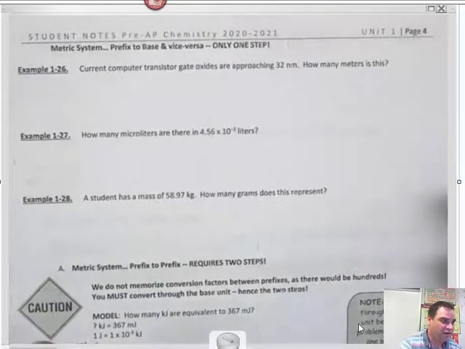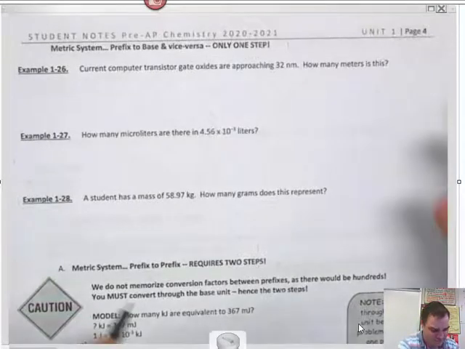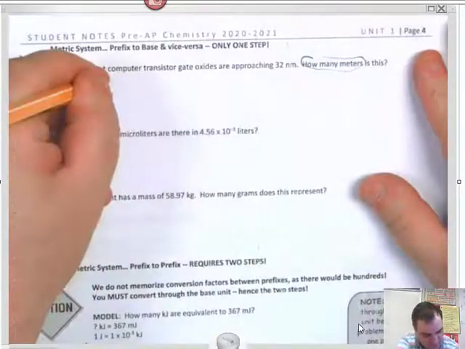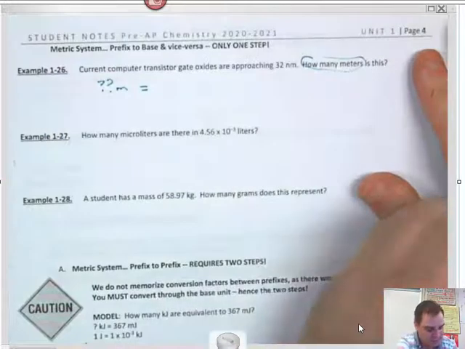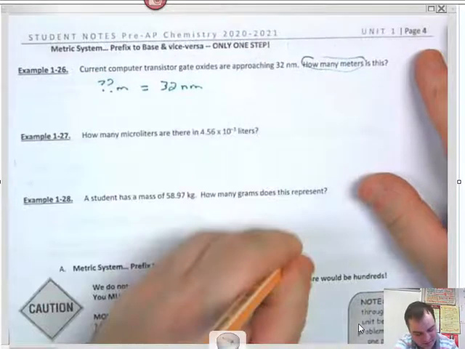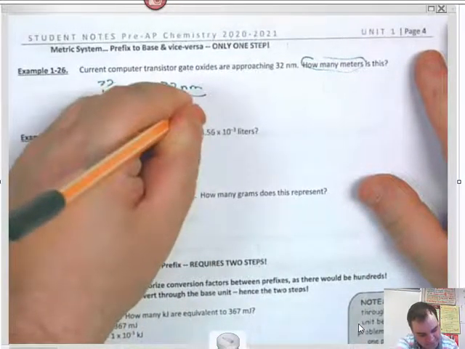Current computer transistor gates are approaching 32 nanometers. How many meters is this? Okay, so we are looking for meters. So this is going to be question mark, meters. That's what I'm starting off with. Then we have 32 nanometers. That's where we're going to start. Underline, scribble.